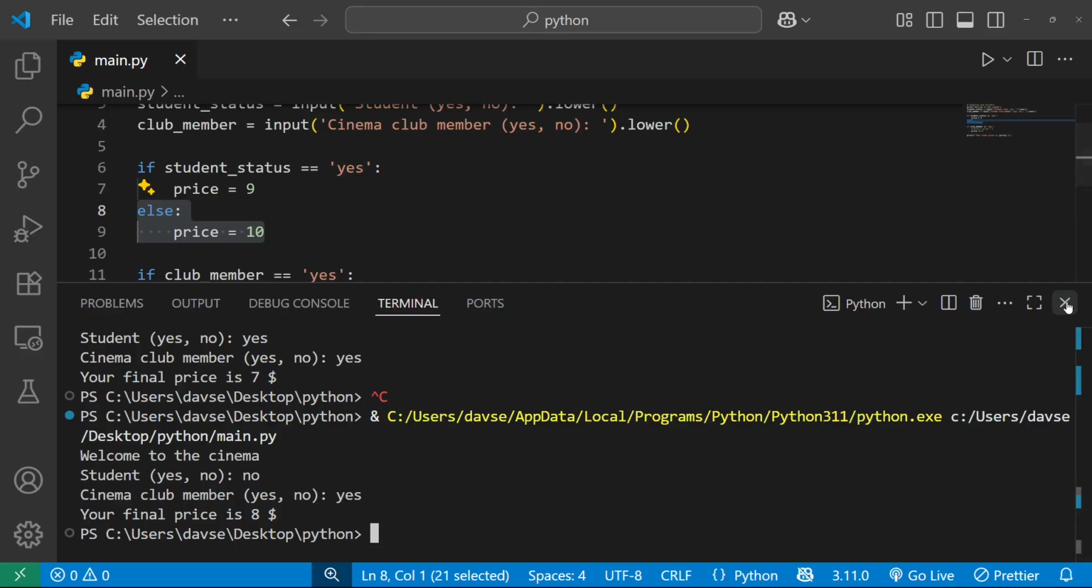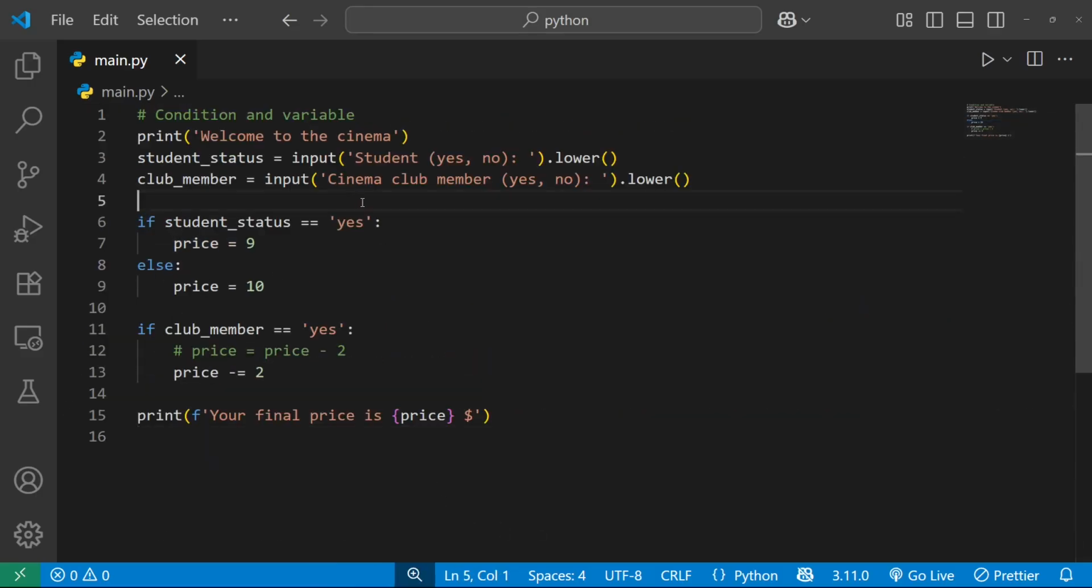It works fine. So I hope you understand how it goes, and this is a very important thing, because sometimes you have a variable and you need to work with one variable across different conditions, like in this situation.